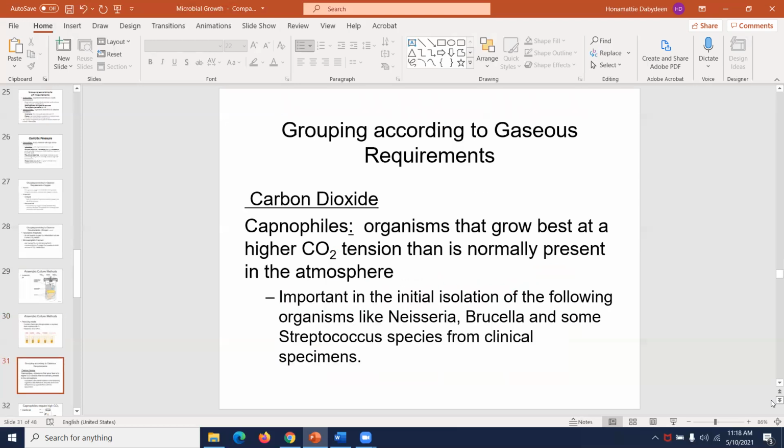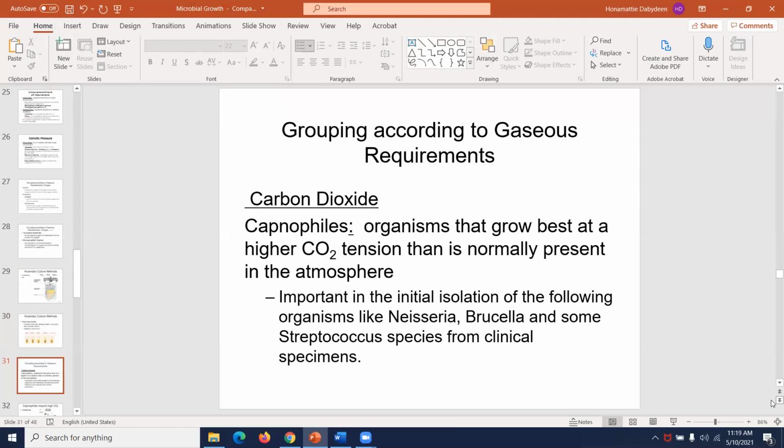Now, carbon dioxide. I told you just now that there are some organisms we group as capnophiles. They like a lot of carbon dioxide in the atmosphere. There's only about 0.03% carbon dioxide in the atmosphere. These organisms like 3 to 5%, hundreds of times more than what's in the atmosphere. So how do we do that?